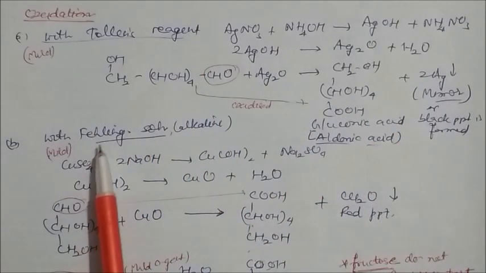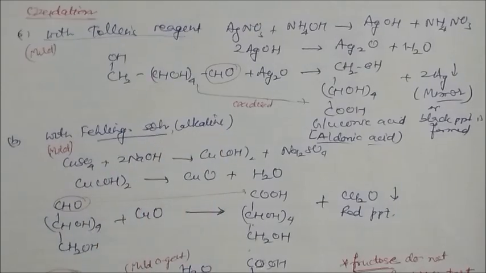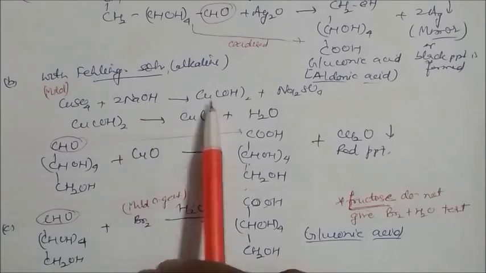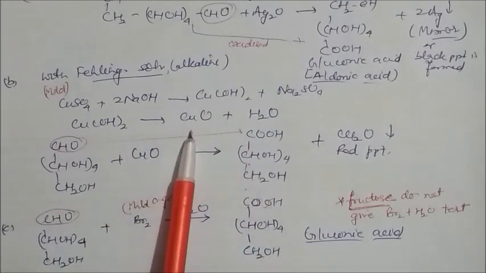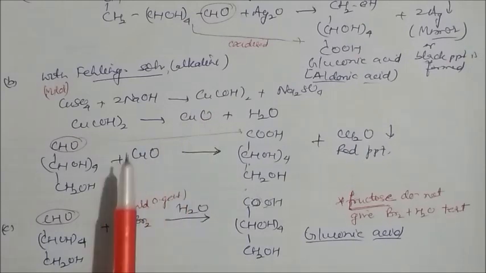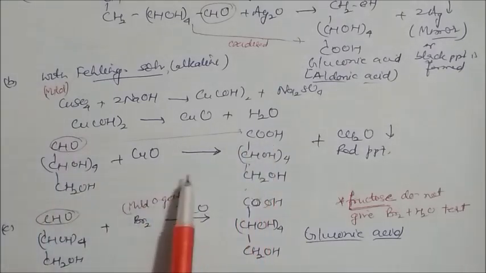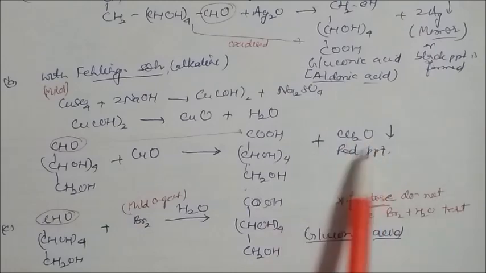The second mild oxidizing agent is Fehling solution. We take alkaline copper sulfate solution. It reacts with sodium hydroxide to give copper hydroxide, and copper hydroxide on heating gives copper oxide. This copper(II) oxide will react with glucose, so the aldehydic part will convert into COOH. This is again gluconic acid or aldonic acid, and we get the red ppt of Cu2O.